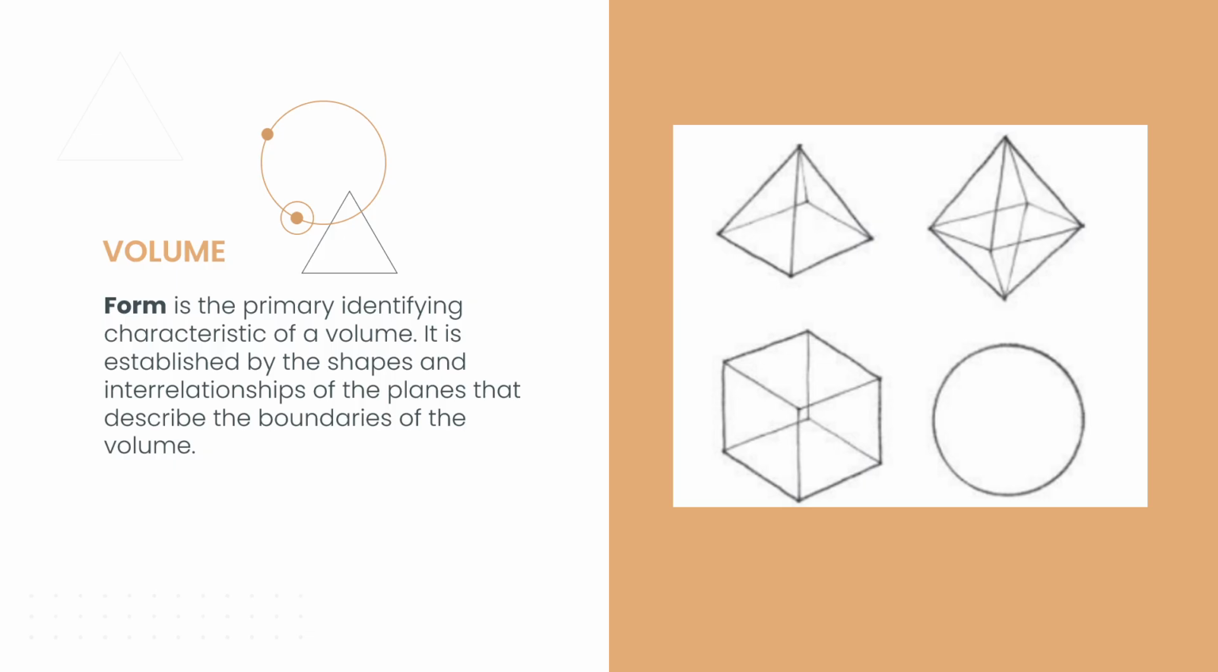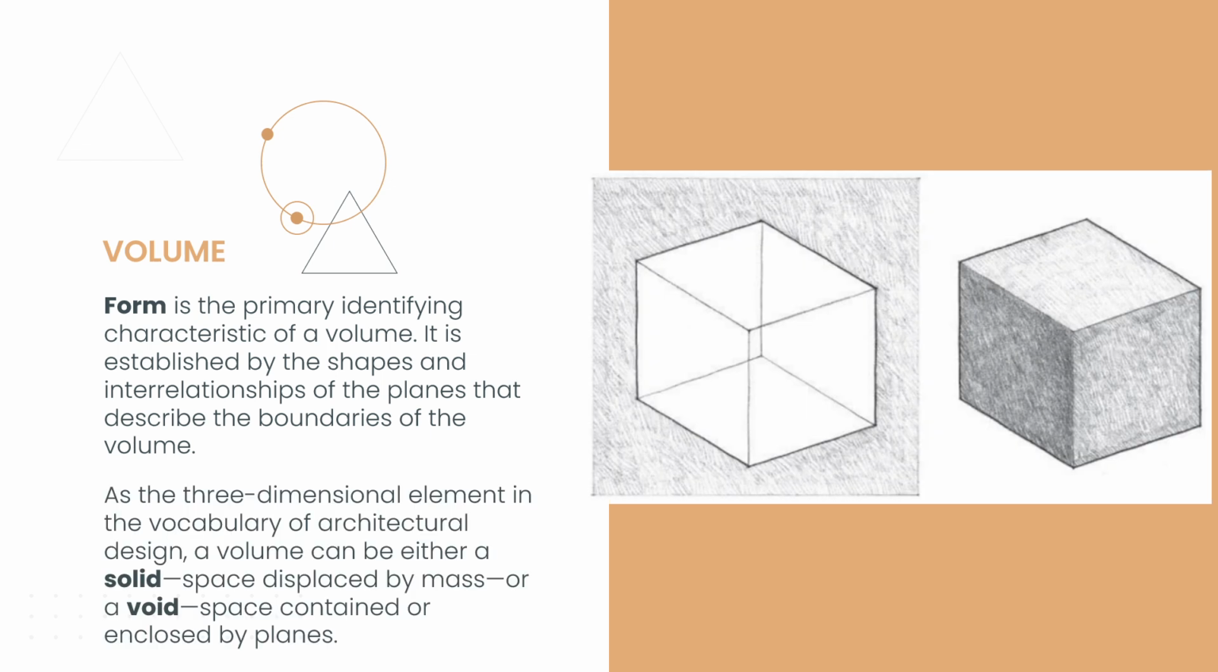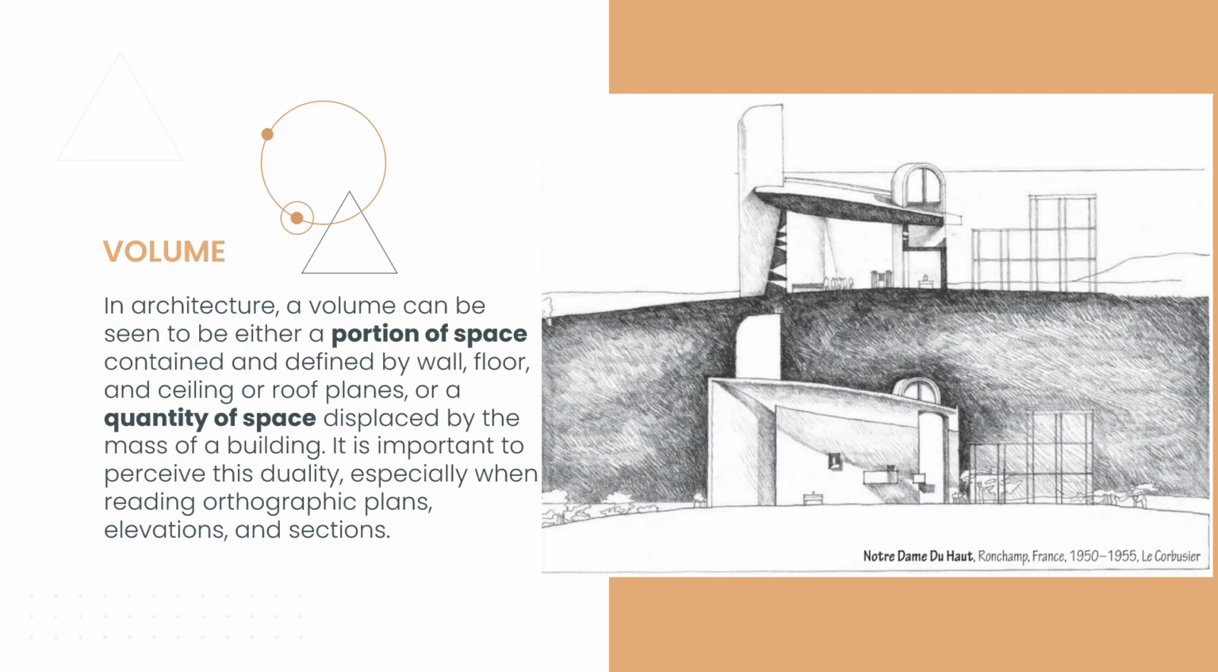It is established by the shapes and interrelationships of the planes that describe the boundaries of the volume. So it can be in any shape: triangle, mirrored triangle, square, sphere. If it has volume, then it also has form. Or if it has form, it has volume. In the vocabulary of architectural design, a three-dimensional element, a volume can be either solid space displaced by mass or void space contained or enclosed by planes. So later we will have some samples of that.